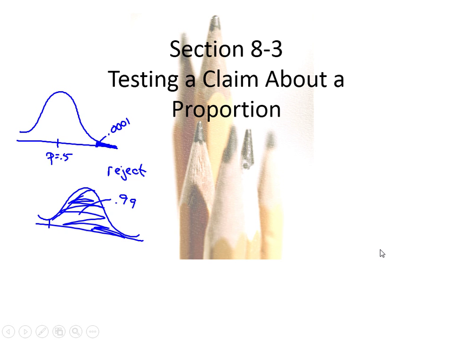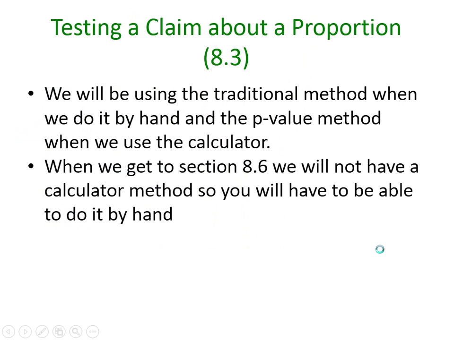You're going to go through the whole process: I state what I want to be the claim and what my research has found, and you have to do the hypothesis test on it. So you go through the whole process on several of these different problems. Going through the whole process is the main thing we're doing. When we're testing a claim about a proportion, we'll be using the traditional method when we do it by hand. We'll do the p-value method when we use our calculator.